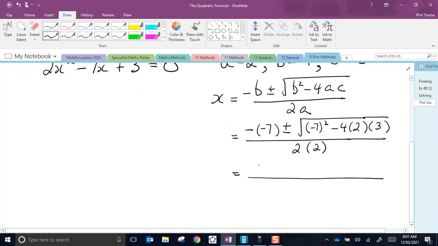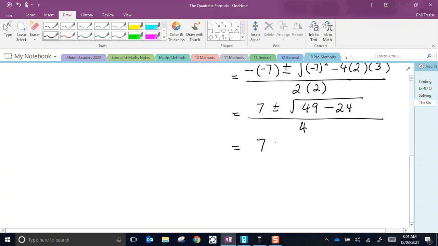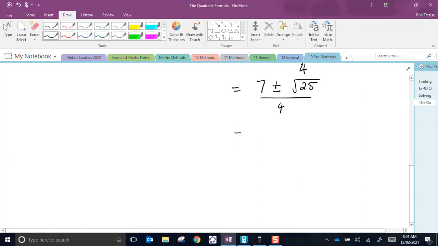Now, negative of negative 7 is positive 7, plus or minus the square root. Negative 7 times negative 7 is positive 49. And here's 4 times 2 is 8, and 8 times 3 is 24. And it is a negative number times two positive numbers, so it's a negative result. And then 2 times 2 is 4. As long as we work slowly and carefully, we'll be okay. 49 subtract 24 is 25. Then we have 7 plus, now square root of 25 is 5, divide by 4.